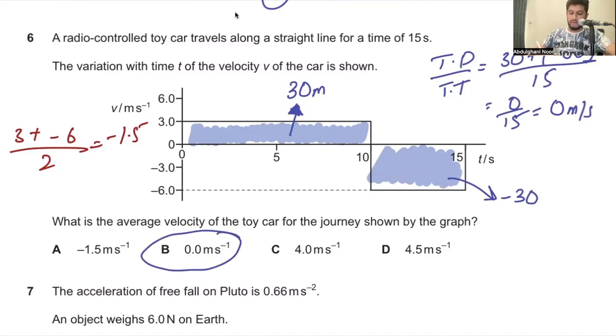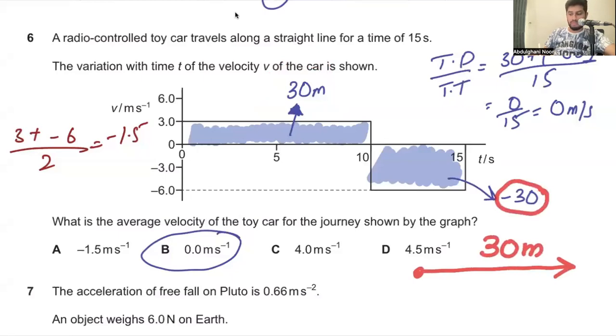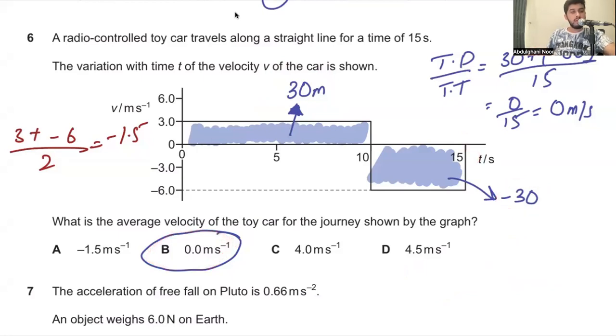But if you think about it, the object initially covered 30 meters, which means कि अगर इसने यहाँ से start किया तो ये 30 meter, let's say, right पे travel कर ले. The object then covered -30 meters. So it returned back to its starting position. तो अगर ये 0 की velocity से जाता तो भी 15 सेकंड में वो अपने starting position पे ही होता ना. That is what average velocity means. Hence the answer is B.